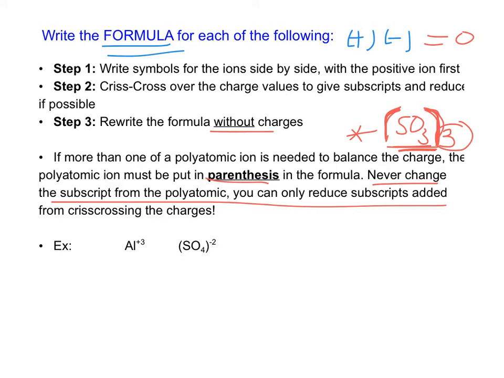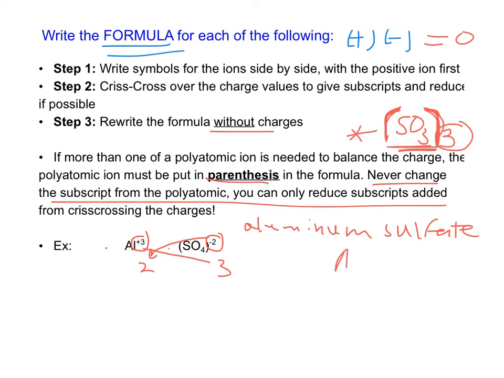So for example, if we wanted to write the formula for aluminum sulfate, they've already done some of the work for us. Aluminum has a +3 charge. Sulfate has an SO4 -2. We can swap down that number. We're going to need 2 aluminum ions, and we're going to need 3 sulfate ions for this to be balanced. So we'd have Al2, keep the parentheses, SO4, 3.